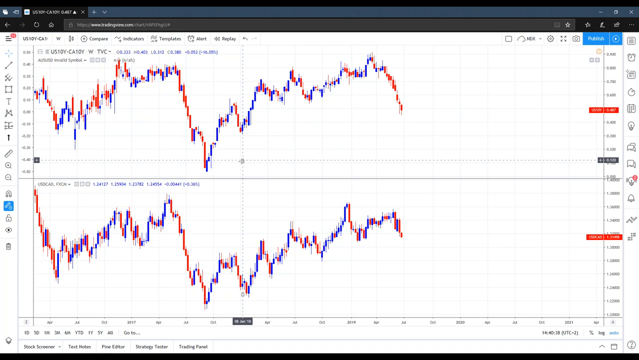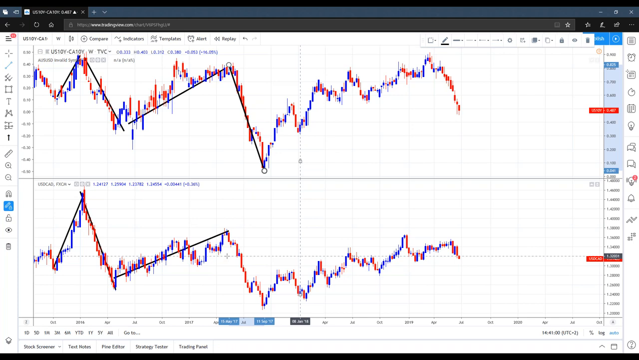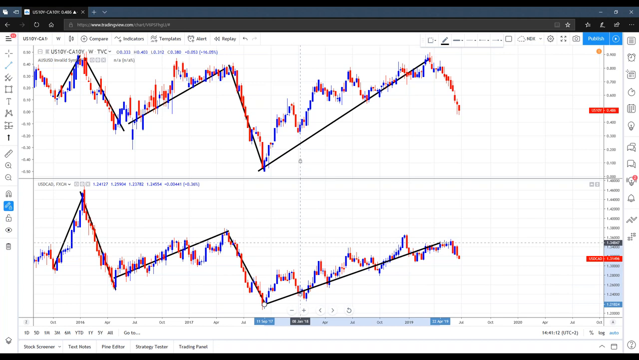Up, down, up, down. Can you see how closely correlated? Okay, we've actually got a very elongated move. I'm going to shift it all the way up here on an absolute basis. And now take a look at what's happening.